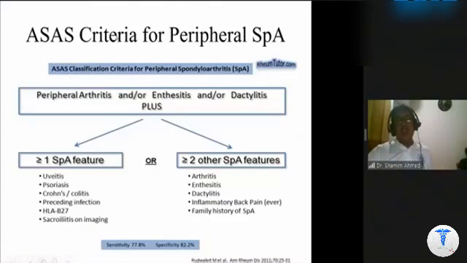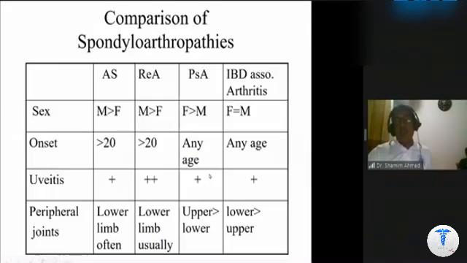Now come to ASAS classification criteria for the diagnosis of peripheral SpA. When a patient presents with peripheral arthritis, or enthesitis, or dactylitis, plus when uveitis, psoriasis, Crohn's disease, preceding infection, HLA-B27 positive or sacroiliitis on imaging is present, we need one or more SpA feature. But when the patient has arthritis, enthesitis, dactylitis, inflammatory back pain, or family history, we need 2 or more SpA features.